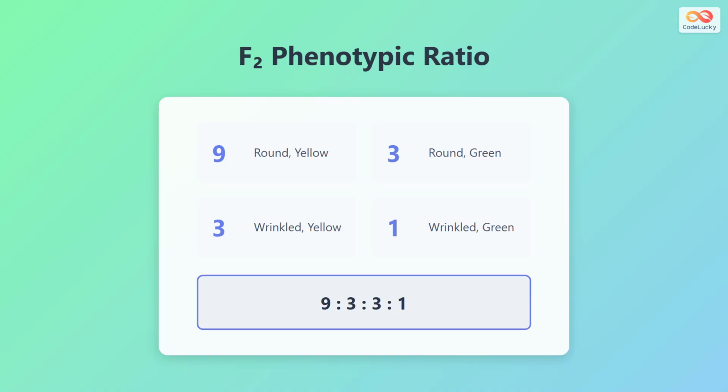When we analyze the phenotypes, or observable traits, in the F2 generation, a distinct pattern emerges. Out of 16 possible offspring, 9 will have round, yellow seeds, 3 will have round, green seeds, another 3 will have wrinkled, yellow seeds, and 1 will have wrinkled, green seeds. This gives us the famous 9:3:3:1 phenotypic ratio. This ratio is characteristic of dihybrid crosses and demonstrates how traits assort independently during inheritance.